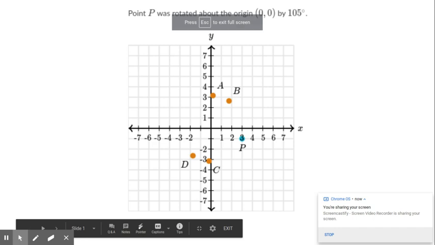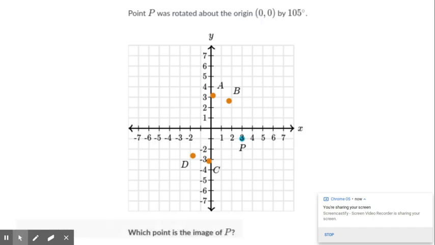Take a look at some rotations here. Point P was rotated about the origin, which is at (0, 0), by 105 degrees. Well, first of all, 105 degrees is a positive rotation.